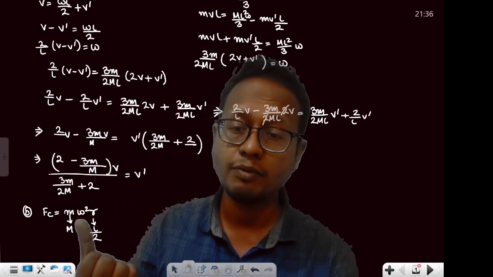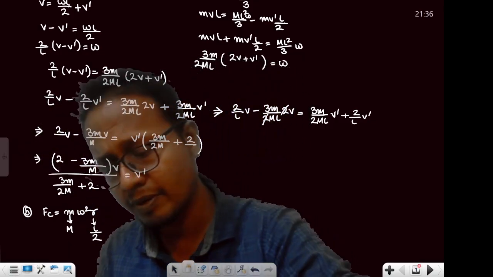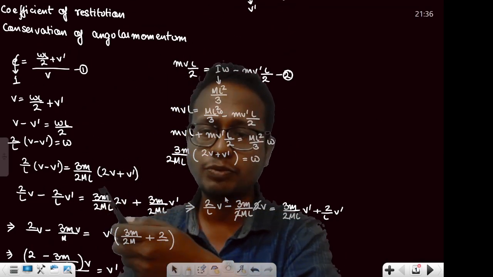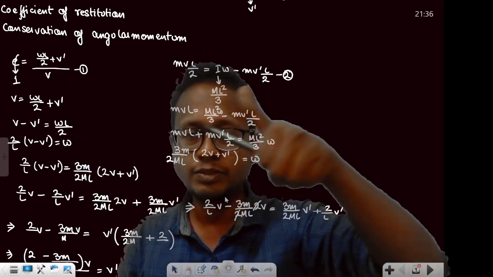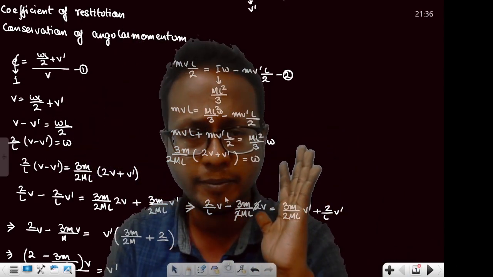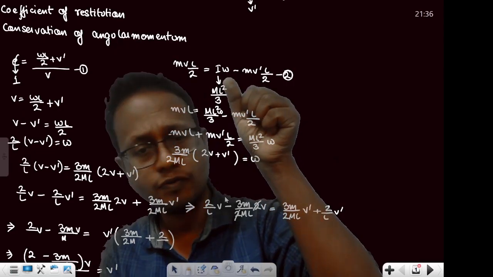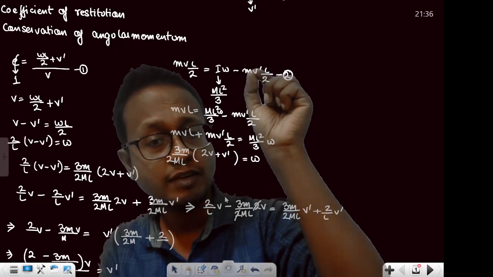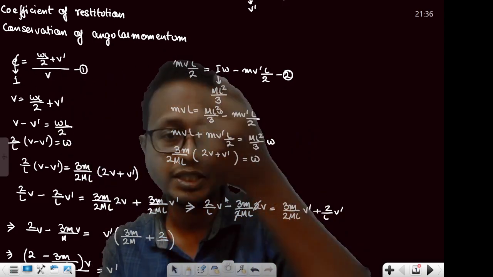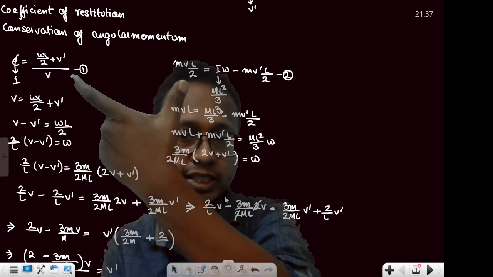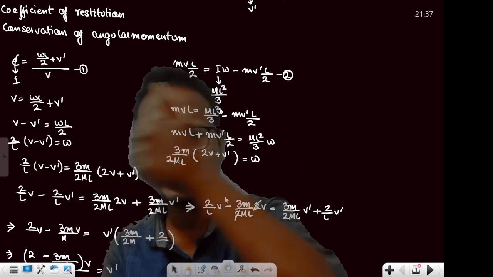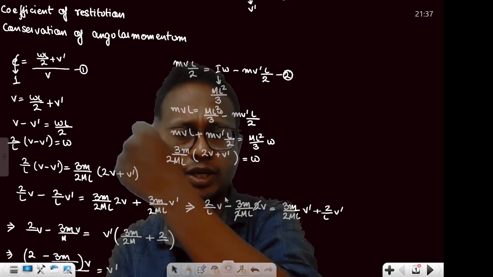The problem is, how do I find the value of omega here? The same approach. These are the two equations that I got, the first equation and the second equation, from the coefficient of restitution and conservation of angular momentum. First, I eliminated omega to find v dash. Now I don't need v dash; I need to find omega. So the redundant variable in these two equations is v dash. So I have to combine these equations and eliminate v dash. How do I do this? Same process: isolate v dash and equate the v dash.